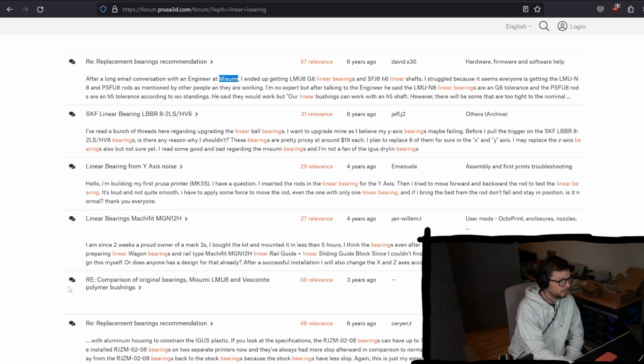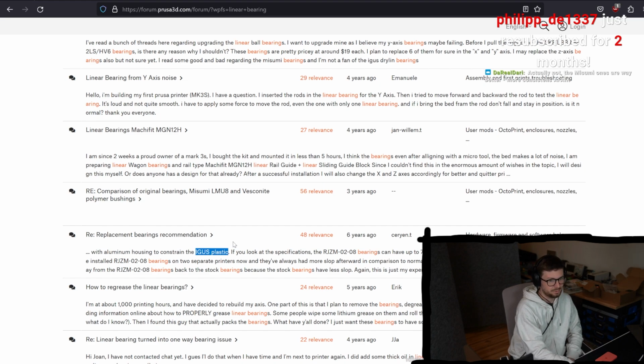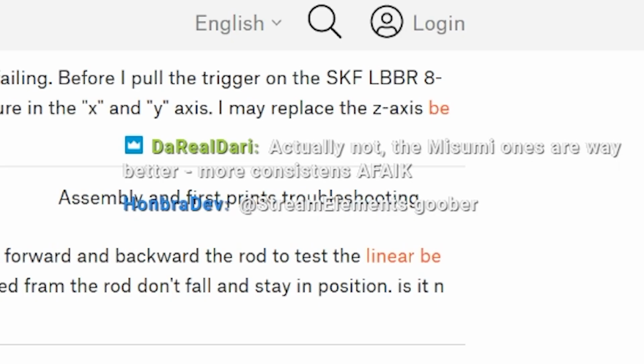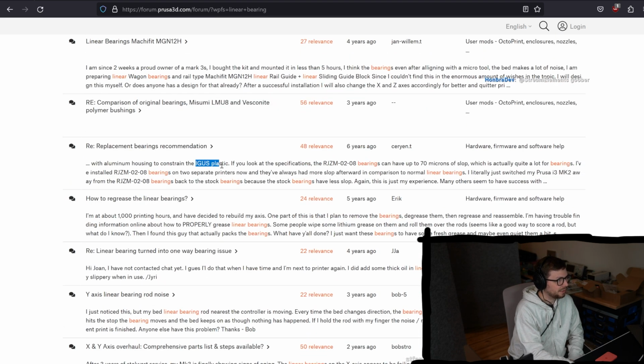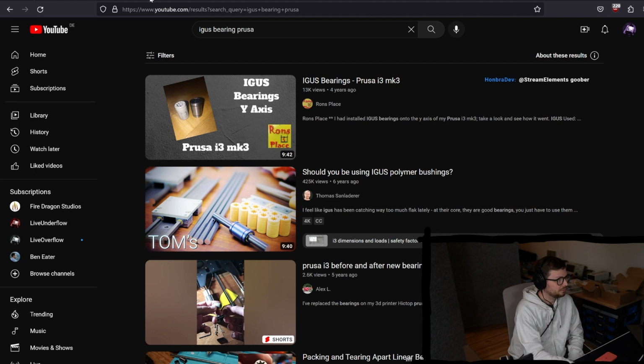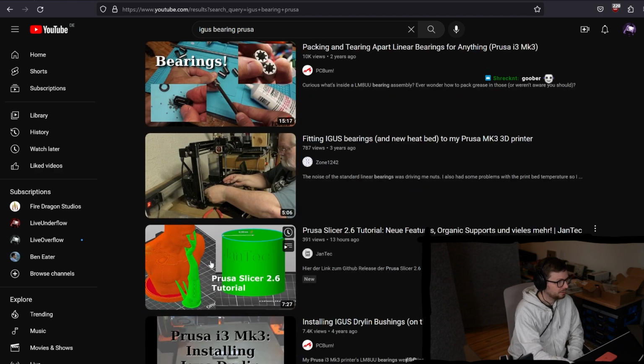And then another thing I learned about is that there are these Igus plastic bearings. The Misumi ones are way better, more consistent, as far as I know. Yeah, that's what I was inferring from the forum as well, that they are the higher quality and more reliable bearings. But then I learned about these Igus plastic bearings, and I started looking on YouTube, and that's when I learned that there are these plastic bearings that don't have any balls inside, they don't need any lubricant, and they are so much quieter.